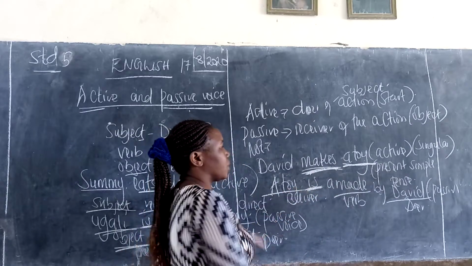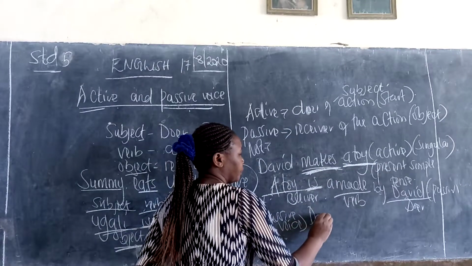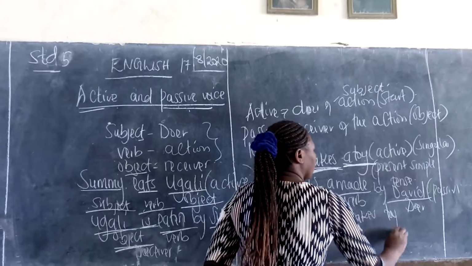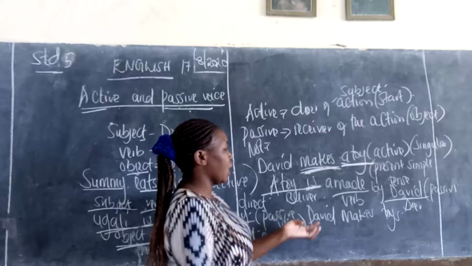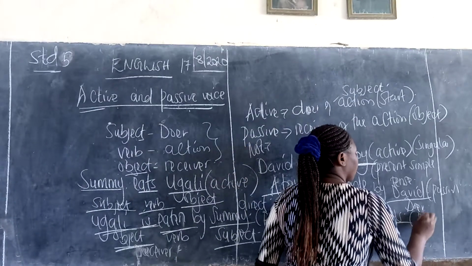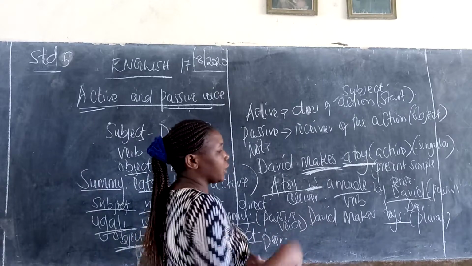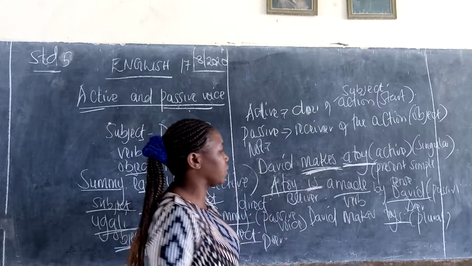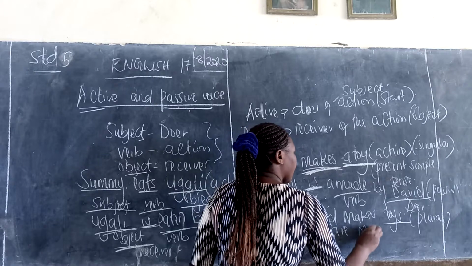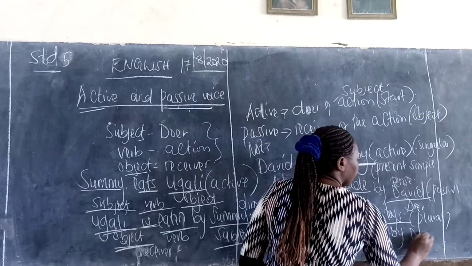When this sentence was maybe in plural, let's say David makes toys, our sentence now is in plural. Then when we change our sentence into passive voice, it will be toys are made by David.